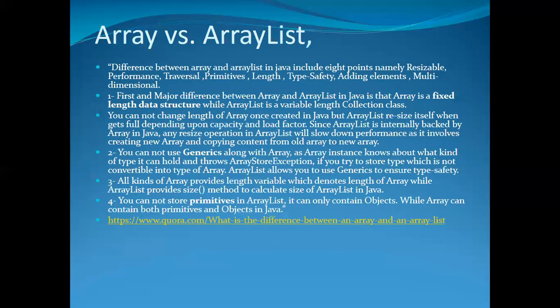Okay, the next thing that we want to talk about are arrays, array lists, and enums. On my presentation, I have different links and screenshots of websites I used. This one is good and has a lot of information. I'm just going to skim through it. But basically, a major difference is that an array is fixed and an array list is variable length. You can't change the length of an array once it's created, but an array list can resize itself. And also, you cannot store primitives in an array list. It can only contain objects, but an array can contain both primitives and objects.